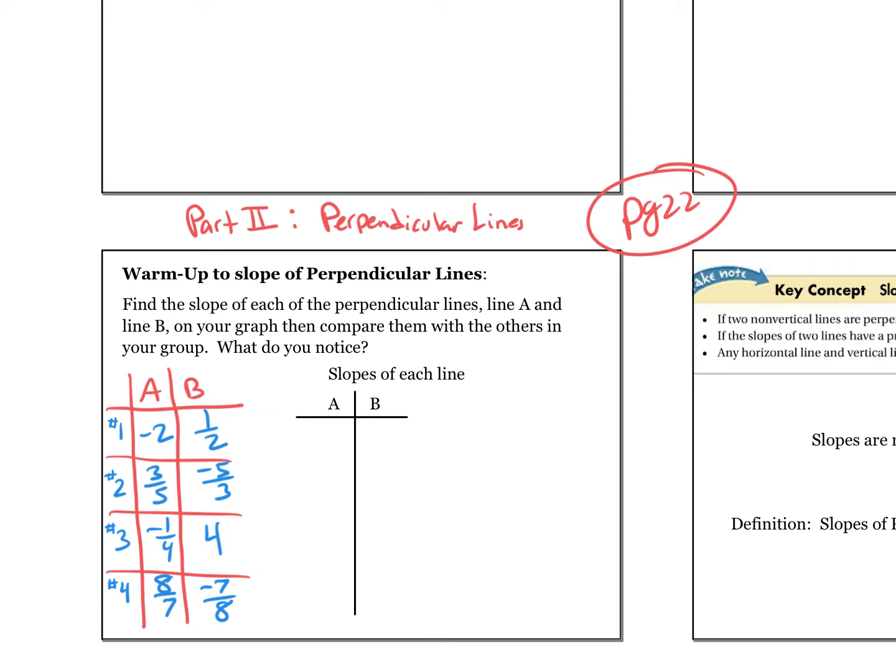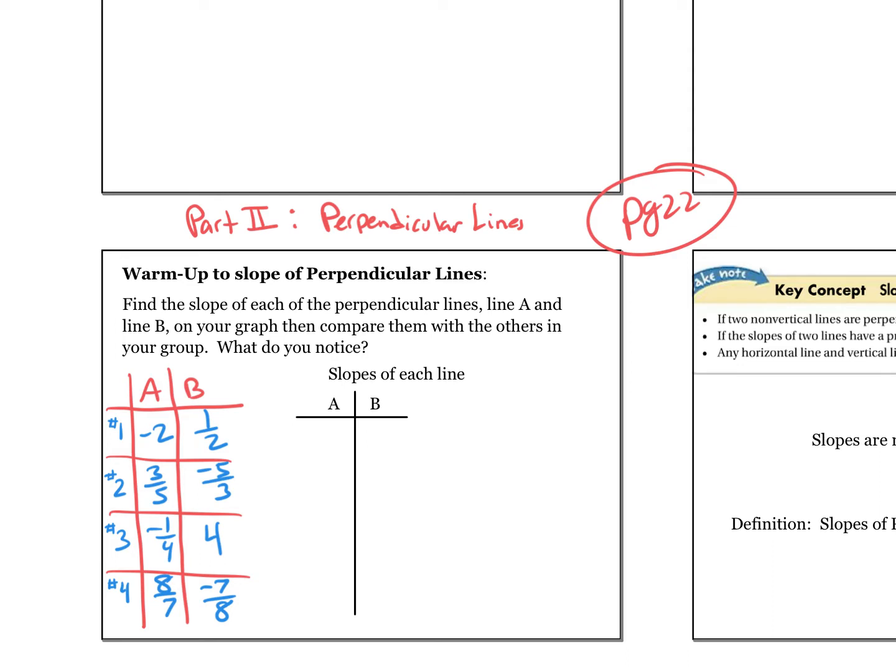So we're talking about perpendicular lines. And we've analyzed a couple of lines in class. Here we have slopes -2, 1/2, perpendicular lines. 3/5, -5/3. We've got -1/4 and 1/4. Those are perpendicular line slopes. 8/7, -7/8. What do we notice about slopes of perpendicular lines?